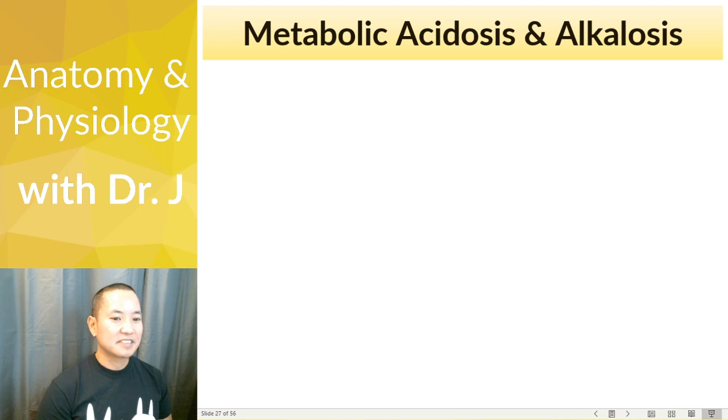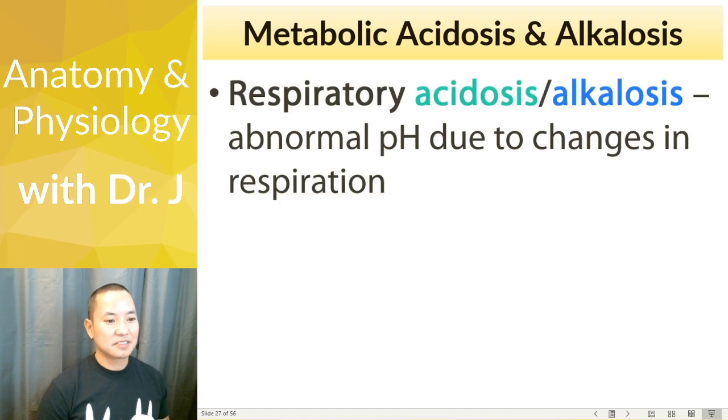Now, metabolic acidosis and alkalosis. Again, metabolism refers to all the chemical reactions in your body. But what is metabolic acidosis and alkalosis? Well, let's define something else. Respiratory acidosis and alkalosis. This is abnormal pH due to changes in respiration. How can your respiration change pH? Well, let's bring back that exam 2 topic.